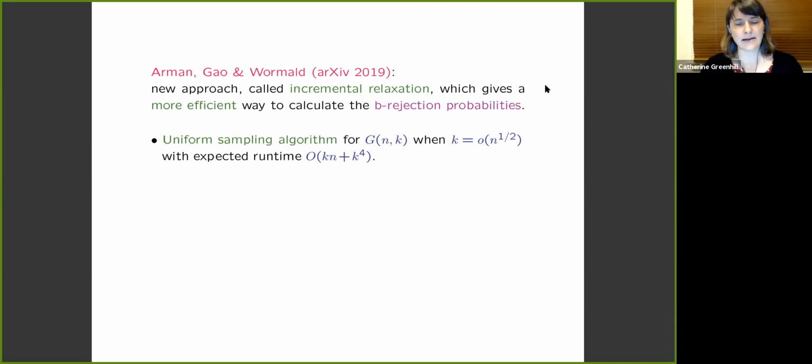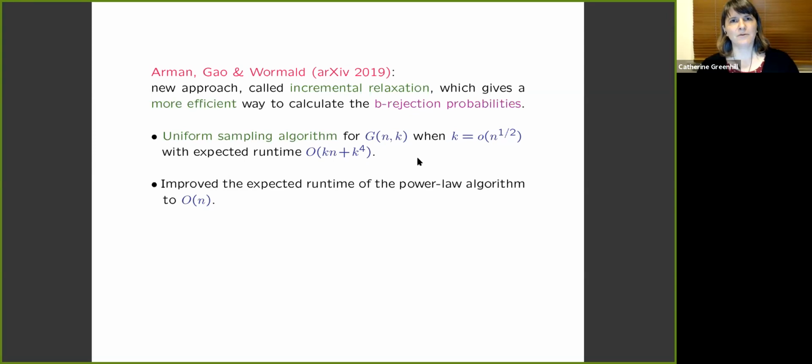In the regular case, under the same conditions as Gao and Wormald, they got the expected runtime down to kn plus k to the 4th. So this is essentially linear in the number of edges, or else it's this k to the 4th. The power law algorithm, under the same conditions on gamma, they improved to linear, which is kind of amazing. The power law algorithm, I forgot to say, is much more complicated than the Gao-Wormald algorithm. There are many types of switchings and many classes, and there's a lot going on.